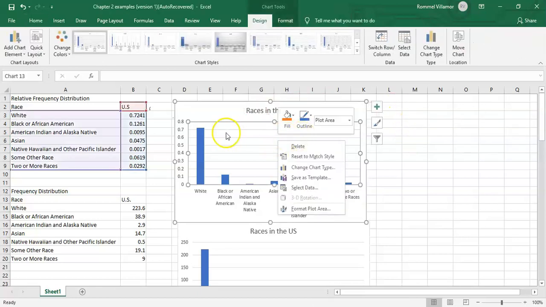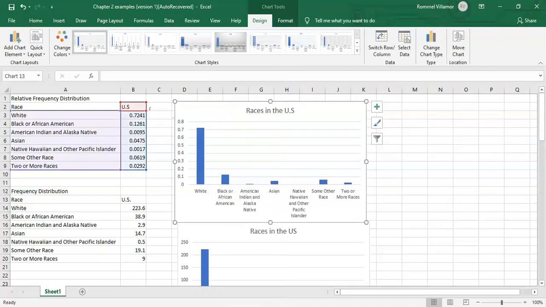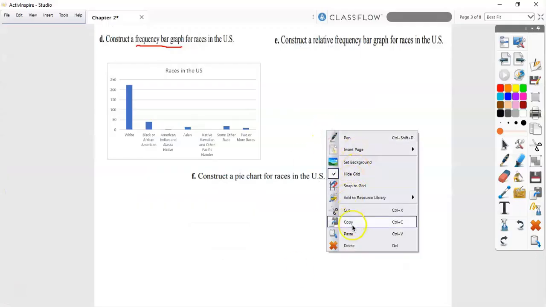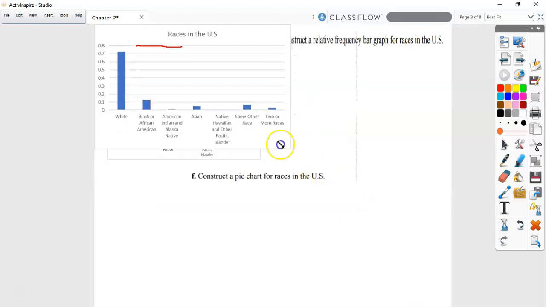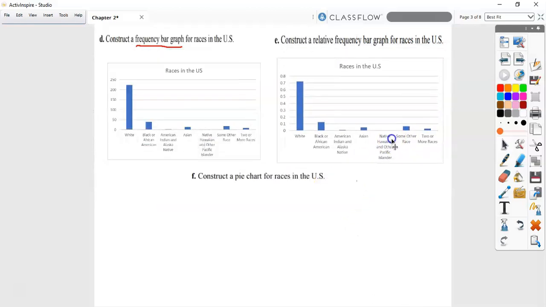Alright, same thing. I'm going to copy this graph to my presentation and paste it. You should have it here. So you see the difference: for the frequency bar graph it is just a count, so on the vertical axis we have the number, and then the races on the horizontal. And for the relative frequency bar graph, on the vertical we are using the percentages or the decimal form, and then on the horizontal axis we have the categories, the races.